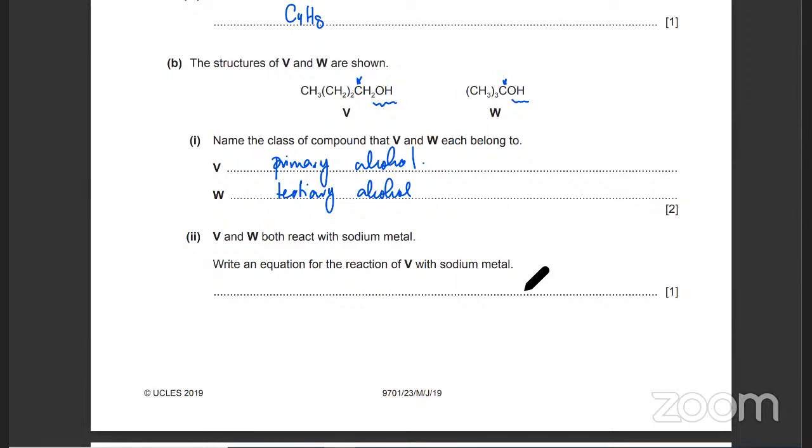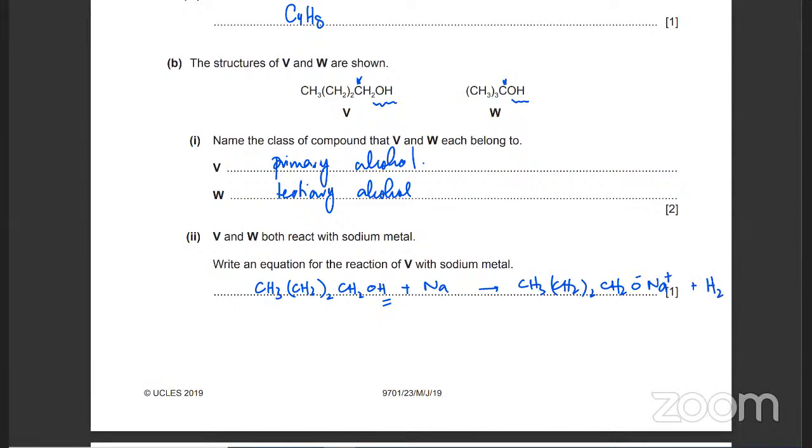Both react with sodium metal. Write an equation for the reaction of V. V is this one. So what happens when they react with sodium metal? What happens is that the alcohol H gets displaced. So you get CH3CH2CH2CH2O⁻ Na⁺, plus hydrogen gas is going to be produced.